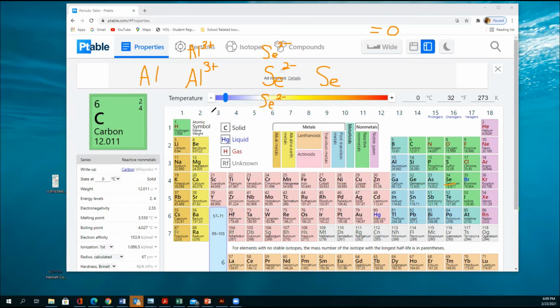Okay, so then my chemical compound would be Al2Se3. Simple? Yes. It's simple math, right? Now these guys form what we call an ionic bond.